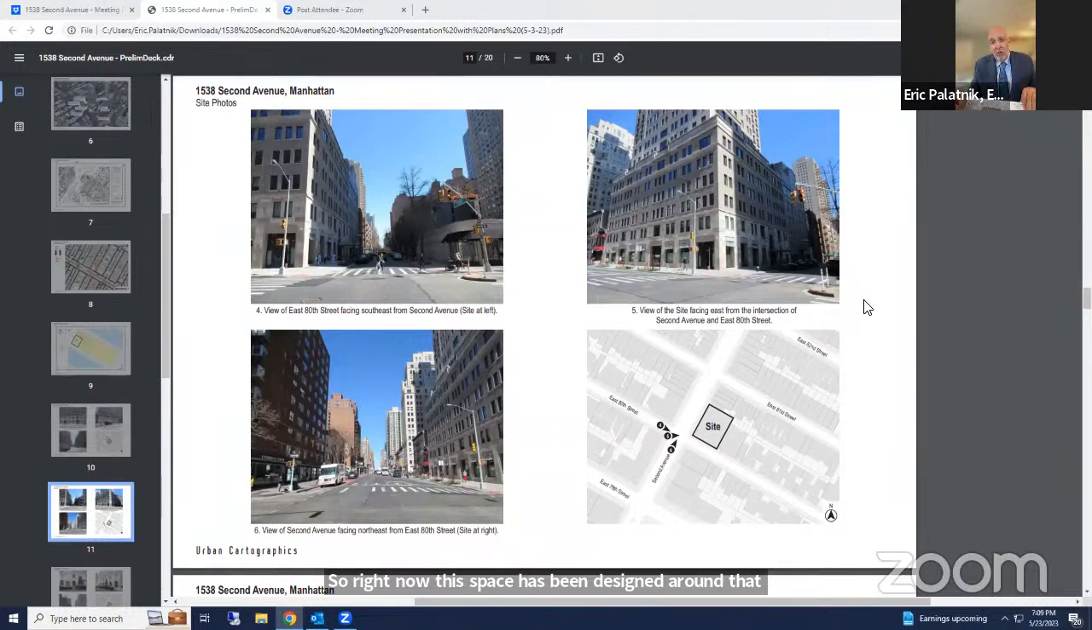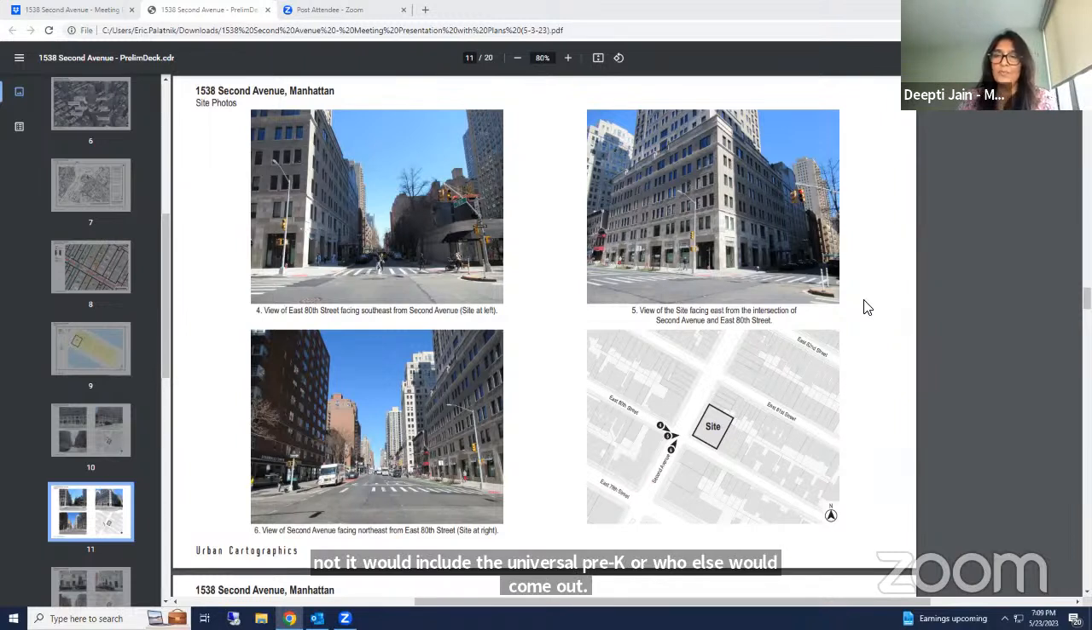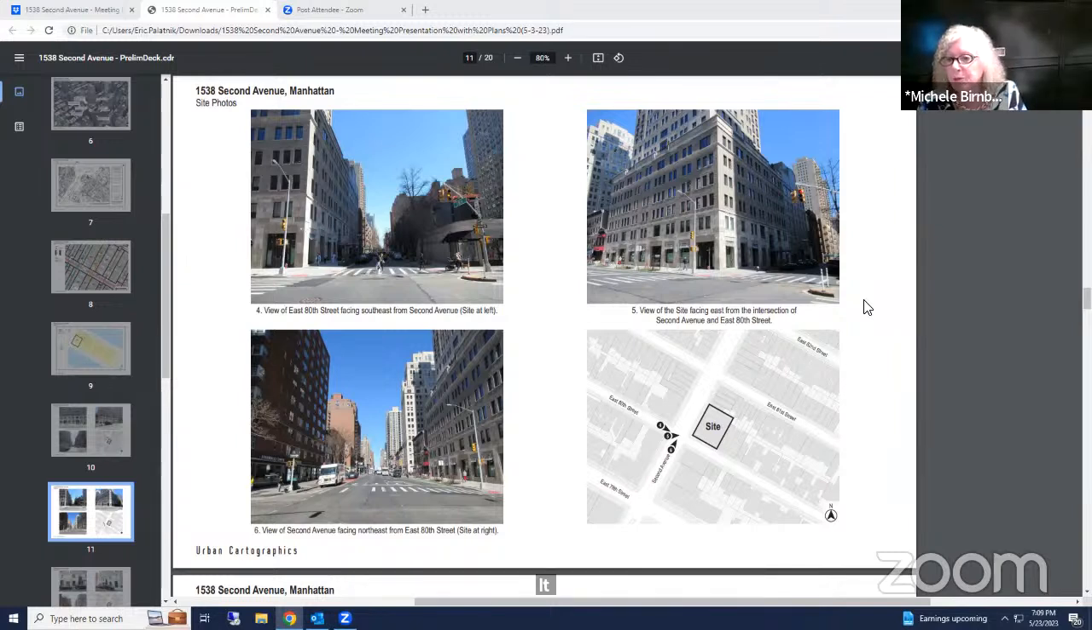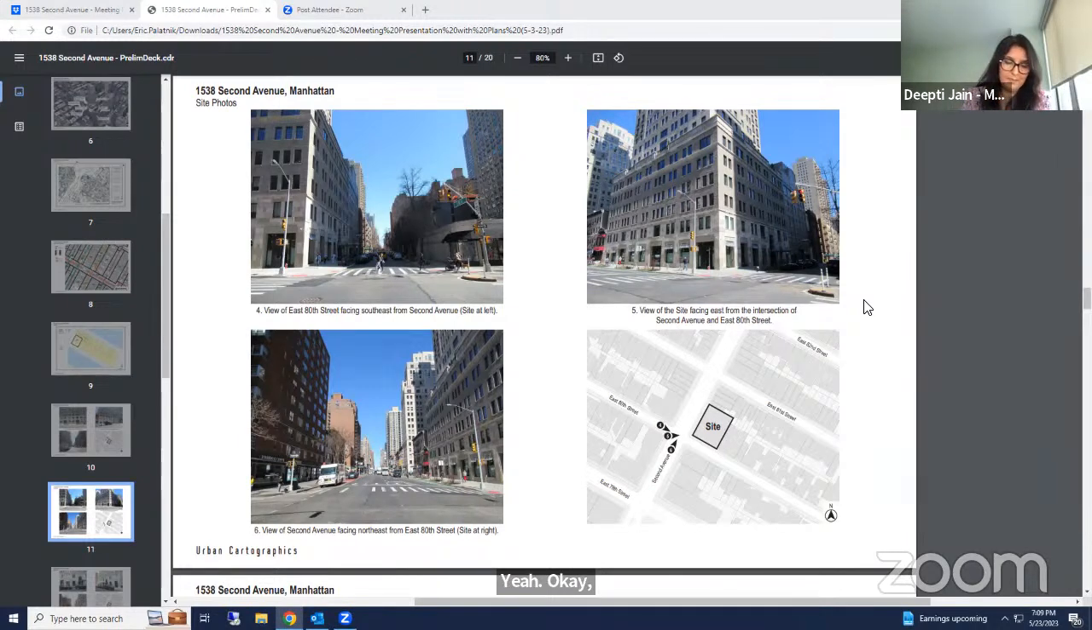So she'd have to reprogram the space, and whether or not it would include the universal pre-K or who else would come out, I think we'd have to analyze it a little bit. But we'd have to redo the whole space. It would be a mess. You would conceivably end up with private 3-year-olds and 4-year-olds and not the universal. Yeah, for the short term, for sure. But long term, we'd have to reprogram. Okay, all right, thank you very much. Appreciate your answer.